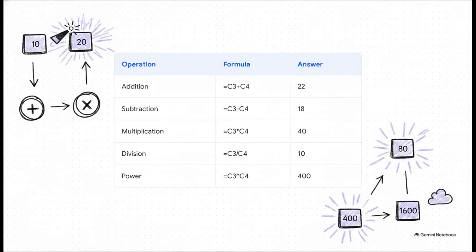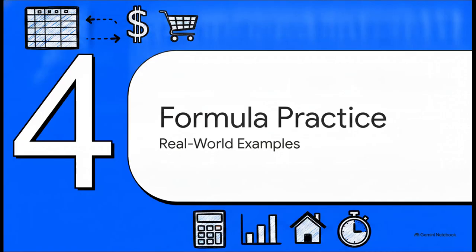And here is where it gets incredibly powerful. Say we realize C3 should actually be 20 instead of 10. We don't have to rewrite a single formula. The very moment we update that cell, every single linked formula instantly recalculates to reflect the new totals. Our addition jumps to 22, multiplication to 40, and power to 400. It's just seamless automation.